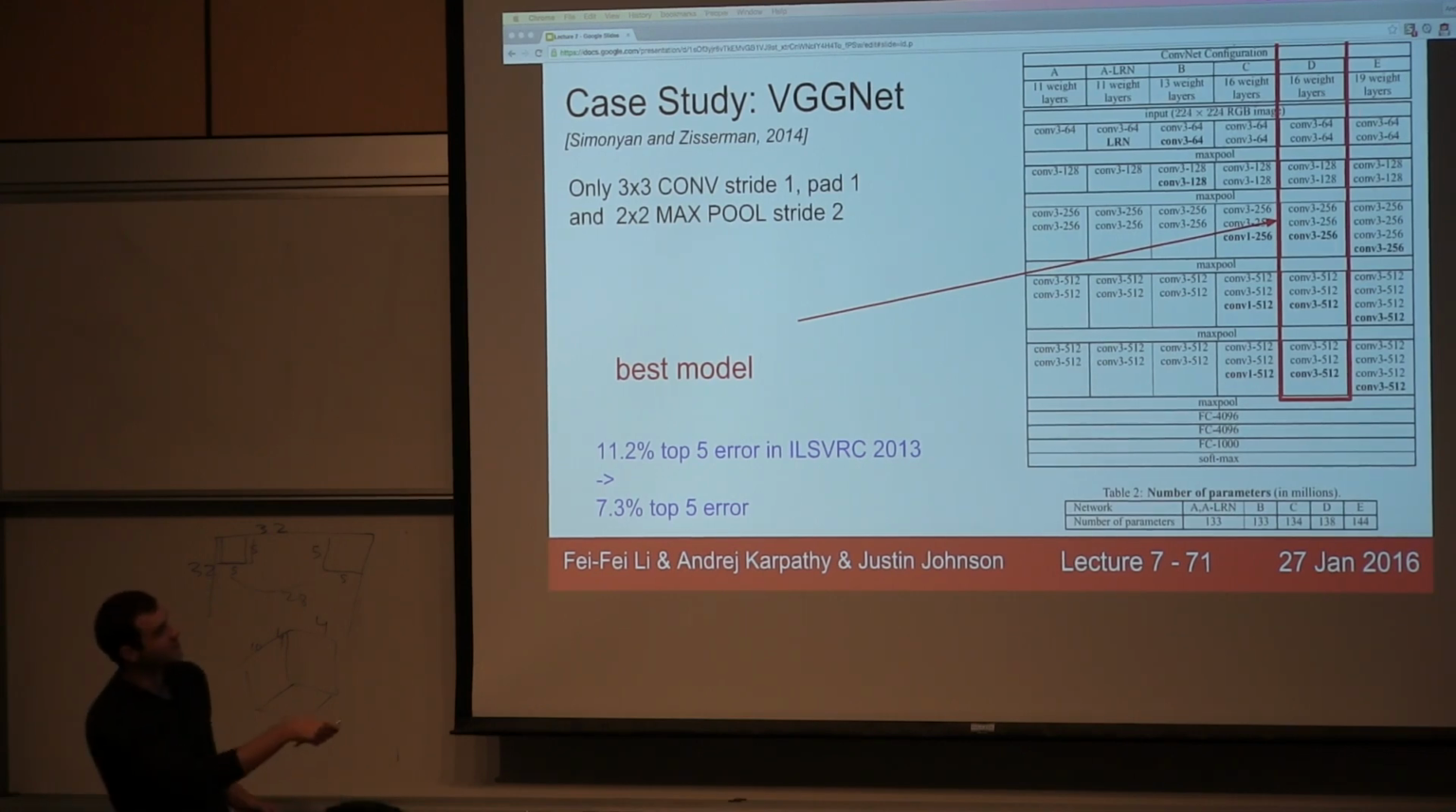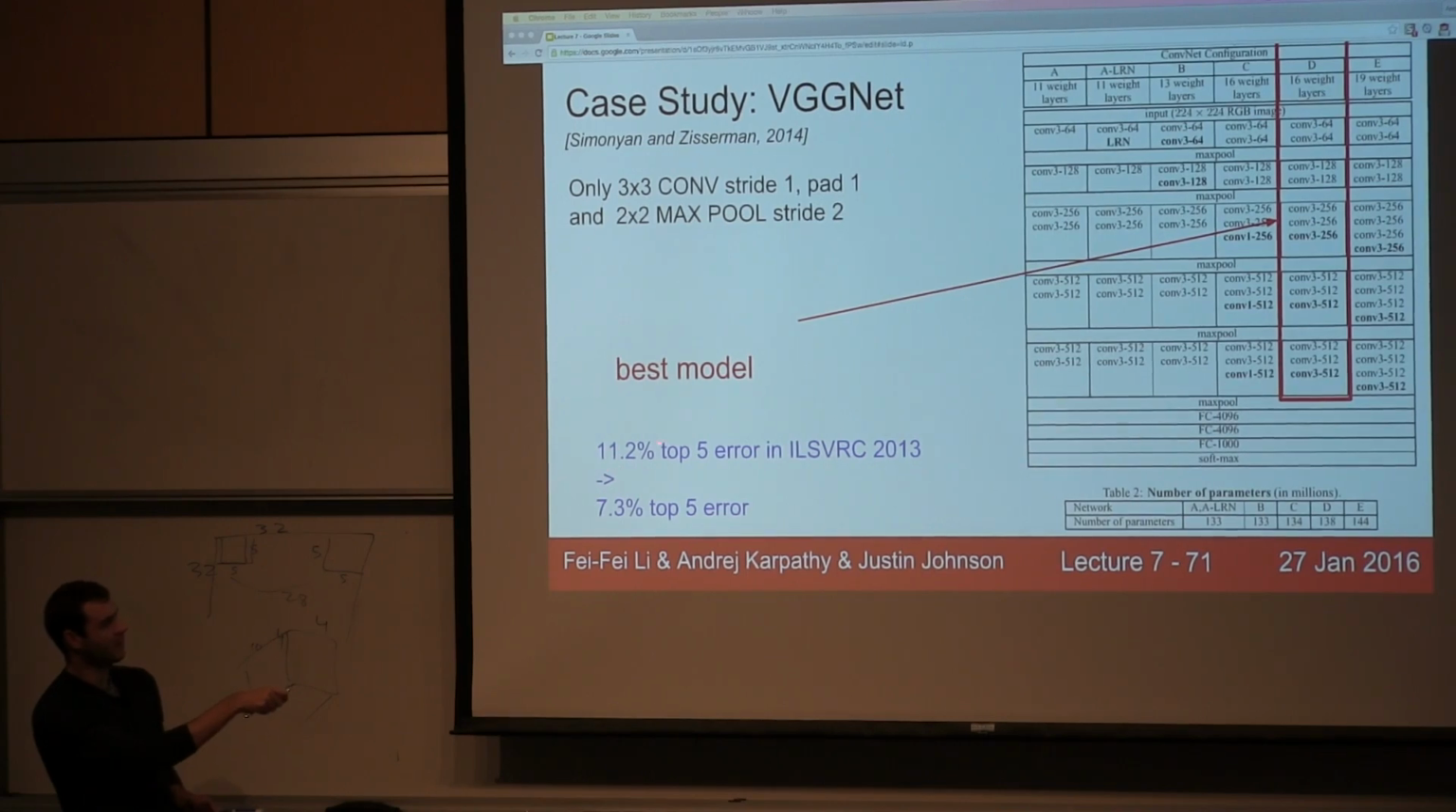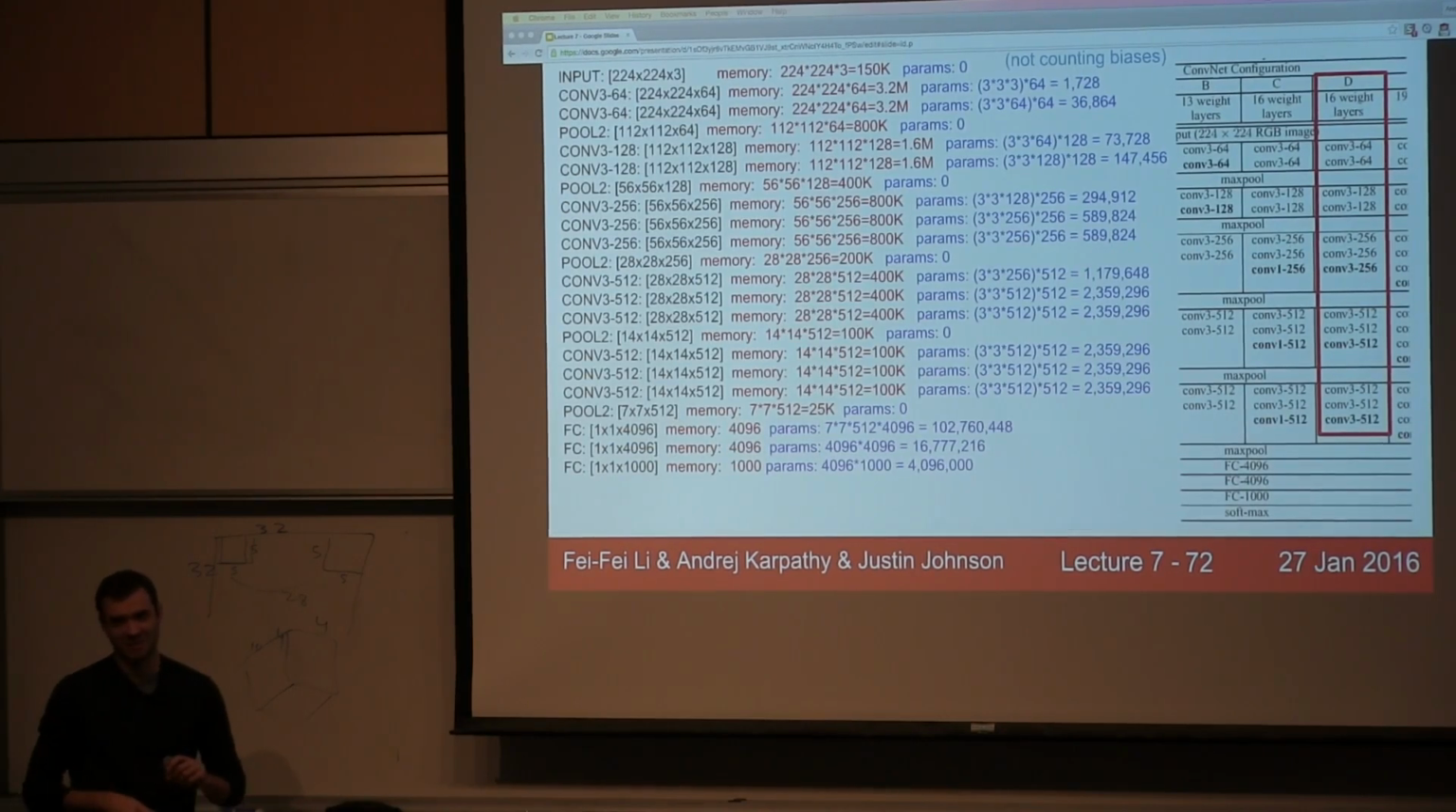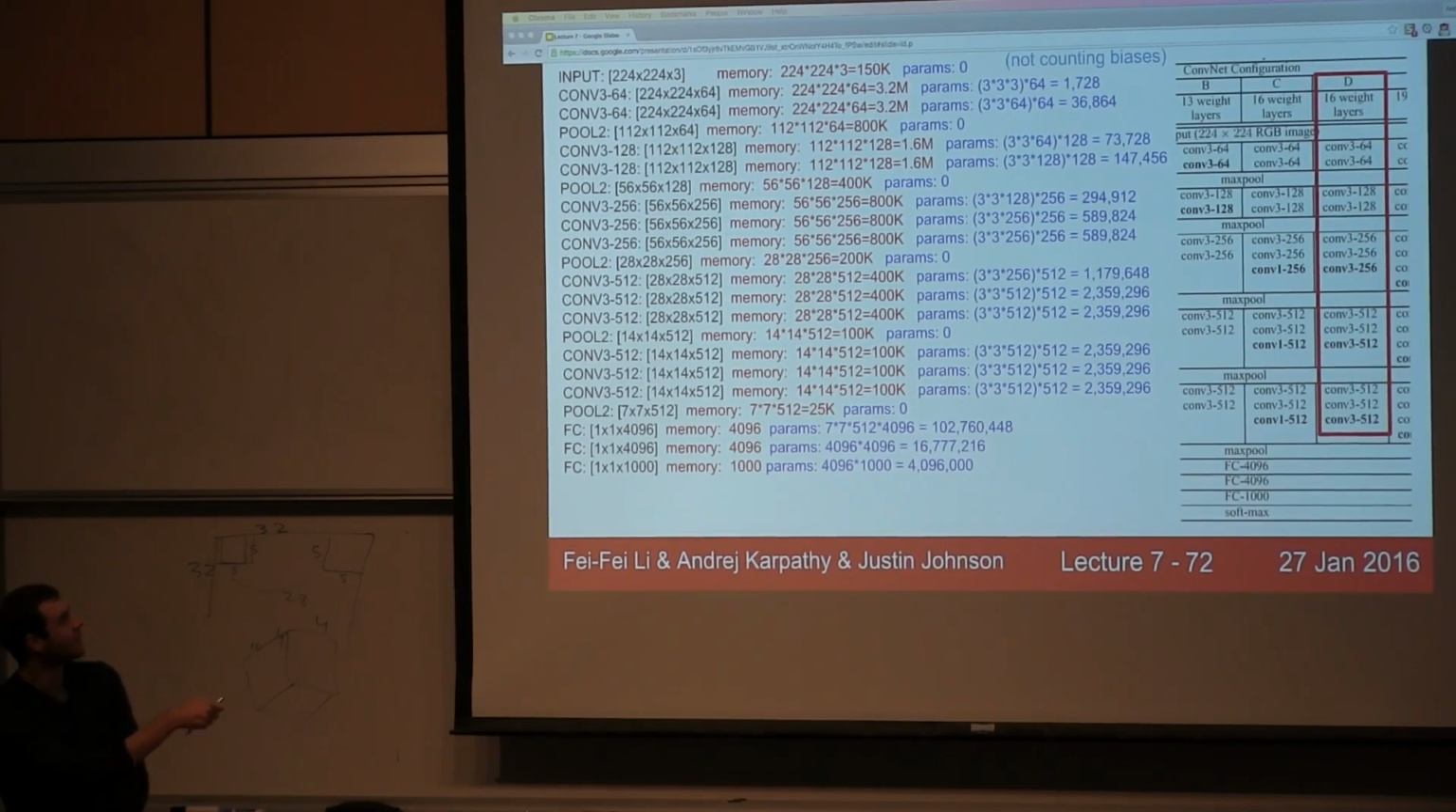I'm going to go into some of the details of this architecture. I'd just like to point out that their error went down from 11.2%, which was the previous year, to 7.3% error at this point. I'm going to step through this architecture now. And this took me a while to create. So I went through and I wrote out what is the size of the volume at every single intermediate step through the convolutional layers, through this D column here, which ended up working best in their paper.